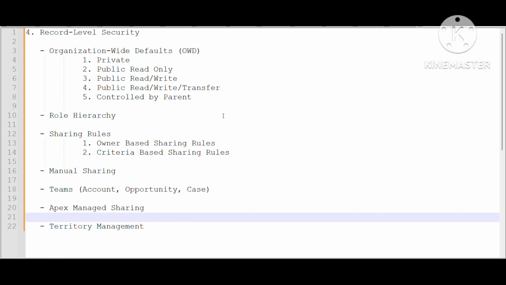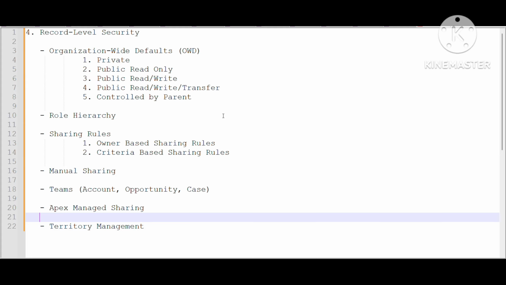We already know that if the OWD is private for a particular object, it means only the owner of that record can see or edit that record, okay, unless it is explicitly shared with any other user, right? And we'll come back to the role hierarchy and all later.